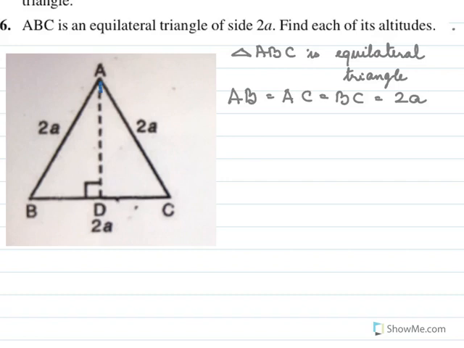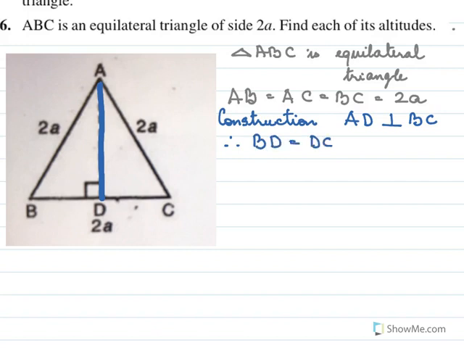So we need to do a construction here. We do this construction AD, do it a little darker, AD perpendicular to BC. So construction, where AD is perpendicular to BC. Since AD is now the altitude, I can write therefore BD equal to DC. And this is a property of equilateral triangle. The altitude bisects the opposite side.